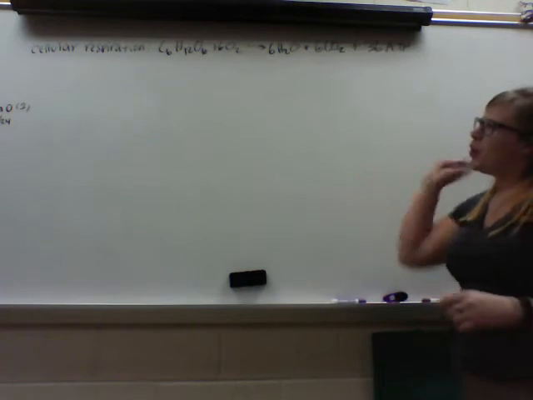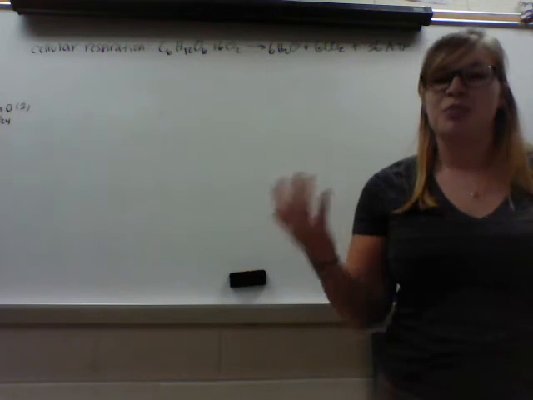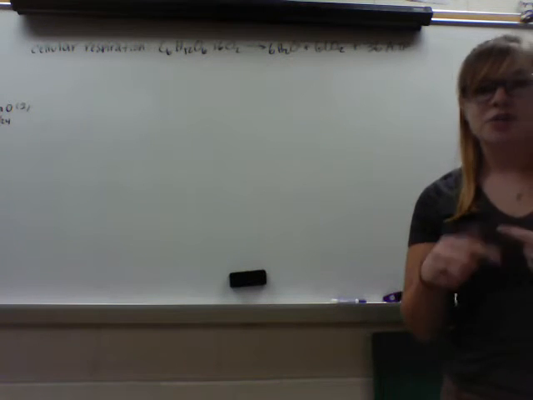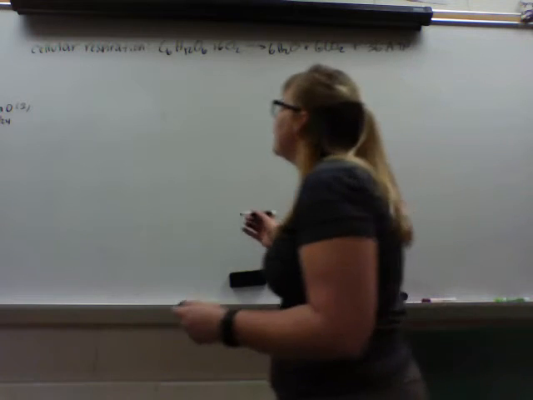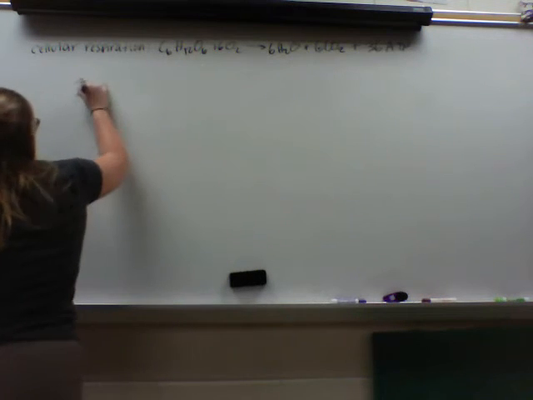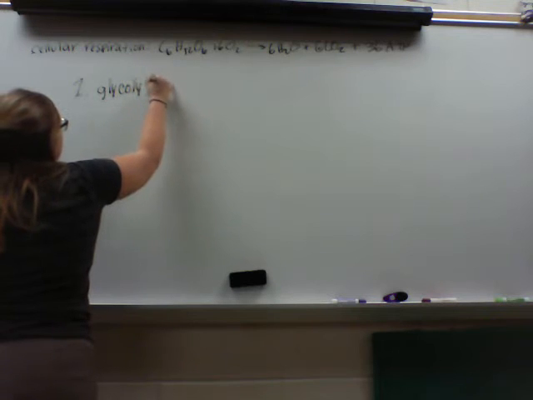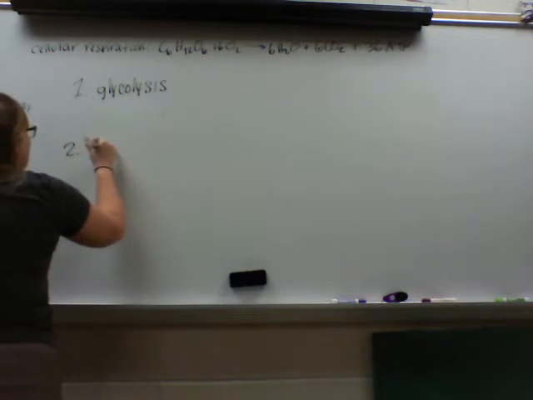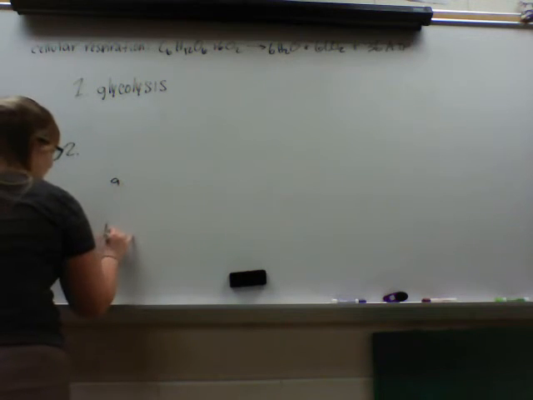So this is my chemical equation for cellular respiration. Technically, there are 2 parts of cellular respiration, but part 2 is divided into 2 more parts. So really, I like to say that cellular respiration has 3 parts. The first part is called glycolysis. That's always part 1, no matter what is present. And then step 2, and under step 2, we have letter A and letter B.